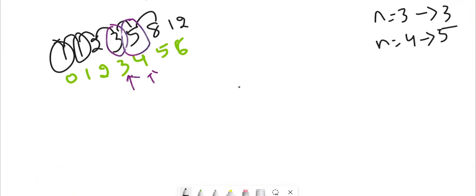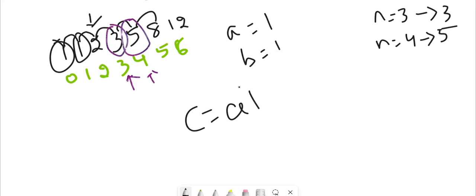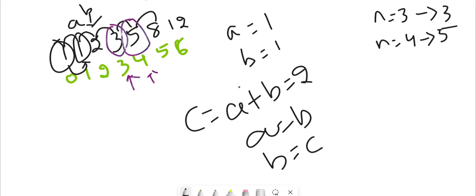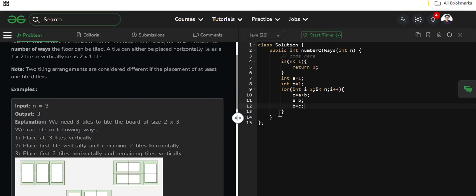Let's explain here. So our a is 1, b is 1. C is nothing but, let's say this number, can be computed like this. C equal to A plus B, nothing but 2. And we will assign A here and B here. We will just move the pointers like this: A equal to B and B equal to C. So after this for loop, at last we need to return the variable B.